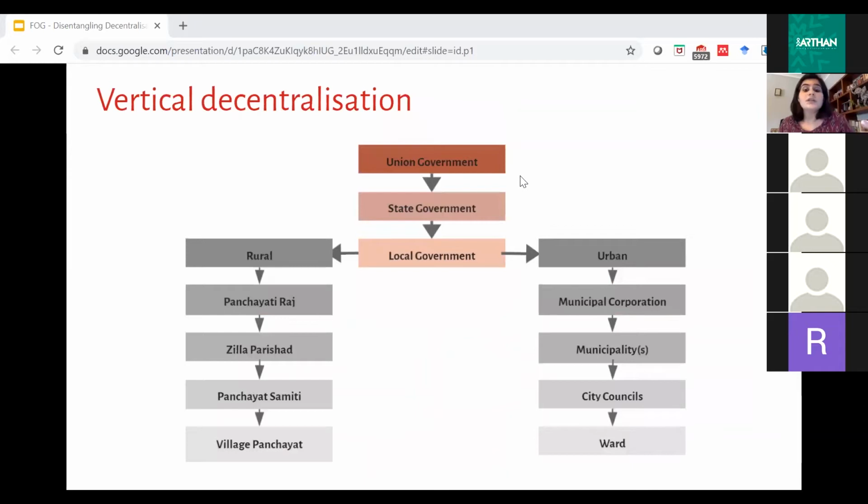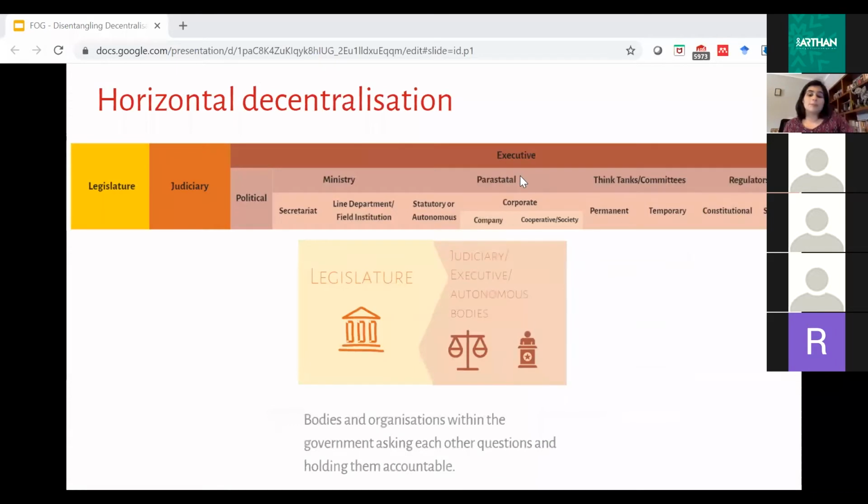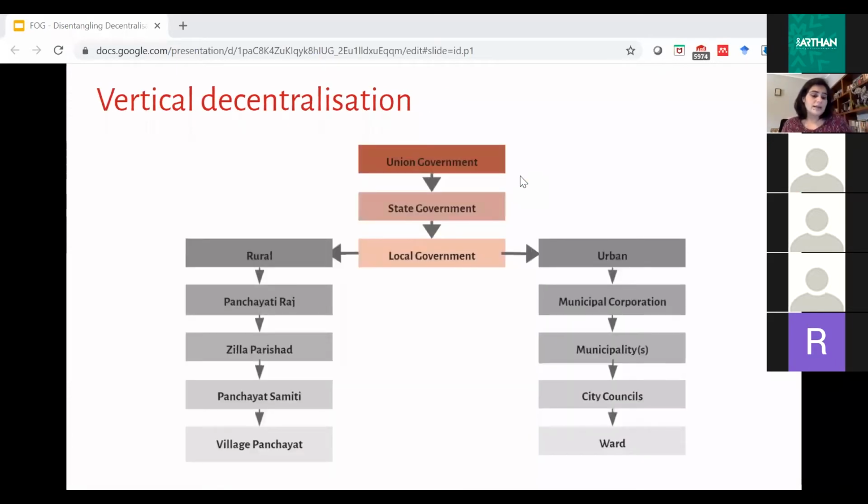So India has the union government, a three-tier structure with the union, the state, and the local government. The local governments have different urban and rural structures. Like you've seen, the 93rd and the 94th Amendment gave constitutional status to our panchayats and urban local bodies. Within the rural structure, you have the Panchayati Raj, the Zilla Parishad, Panchayat Samiti, and the village panchayat. And in the urban setup, you've got municipal corporations, municipalities, city councils, and wards. They don't necessarily have to be under each other in the urban section. It depends also on population. But these are typically the bodies that you will find at the local level.